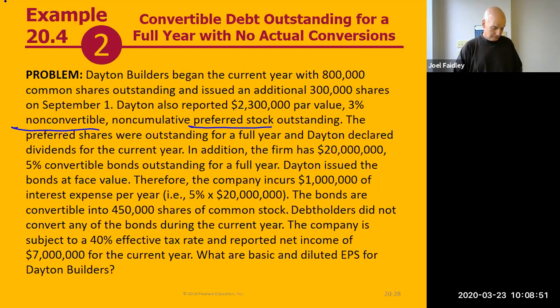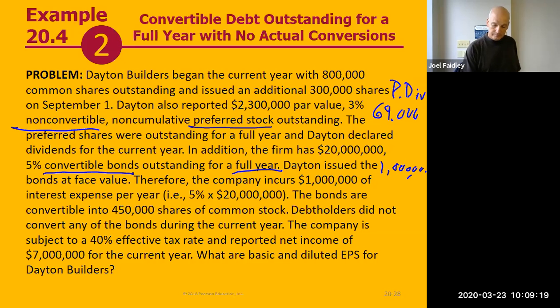2,300 times 0.03, $69,000 preferred dividends. In addition, the firm has 20 million, 5% convertible bonds. So they are, what if, convertible bonds for a full year. 5%, what is that, $1 million? There it is. I didn't have to calculate. $1 million of interest expense for the year, 5% of that.